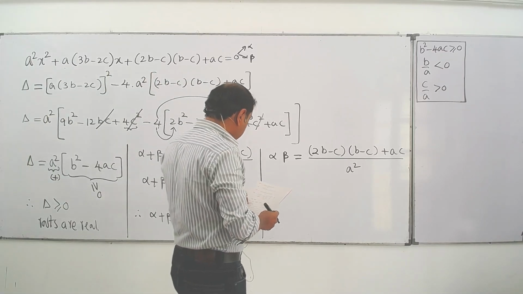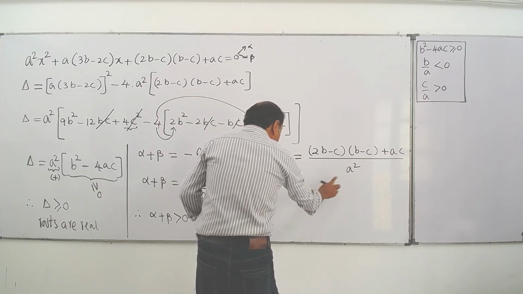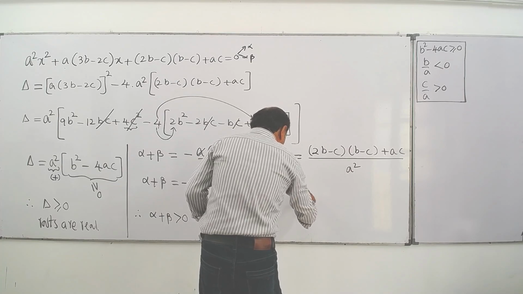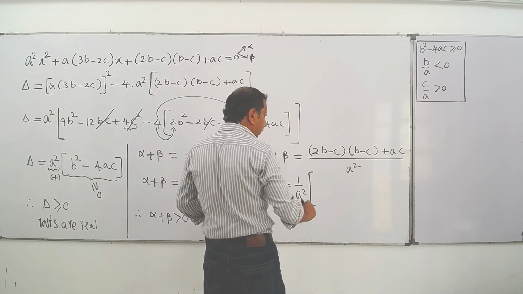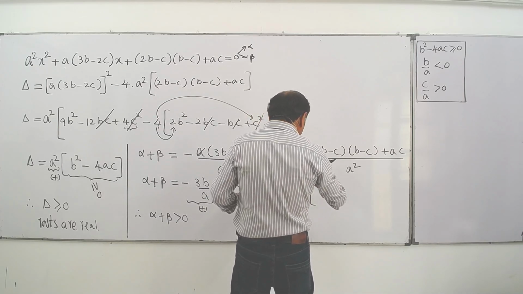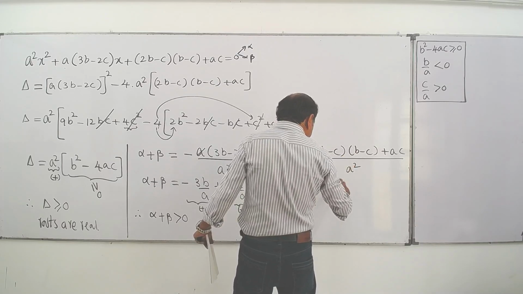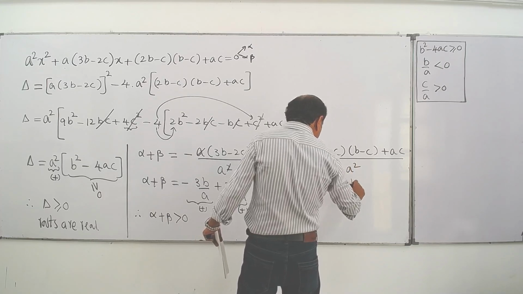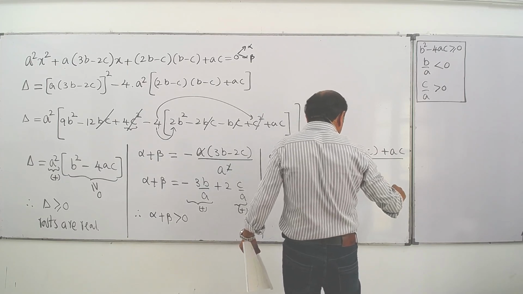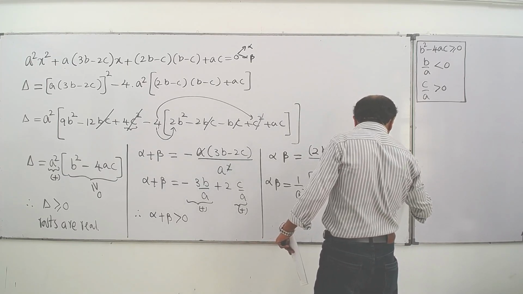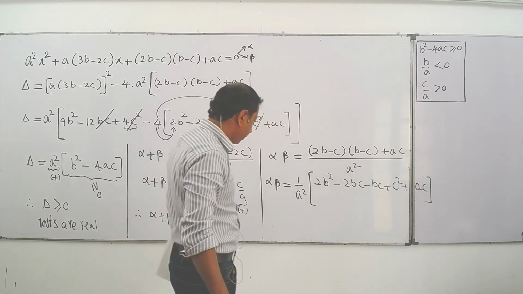Yeah. Then we can write alpha beta product. I take this a squared at the denominator. Close the bracket here. Yeah, 2b squared minus 2bc minus bc plus c squared plus ac. Right.